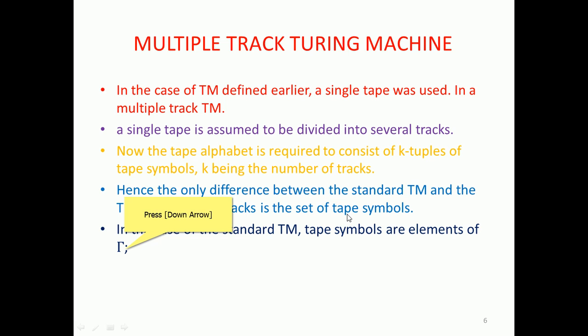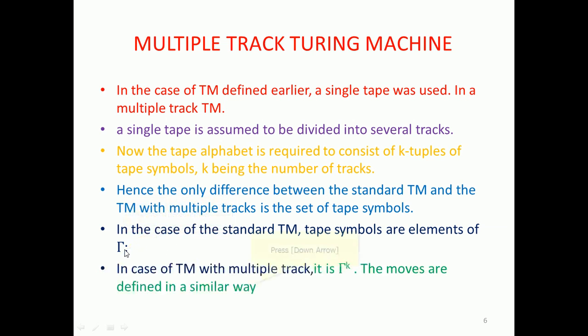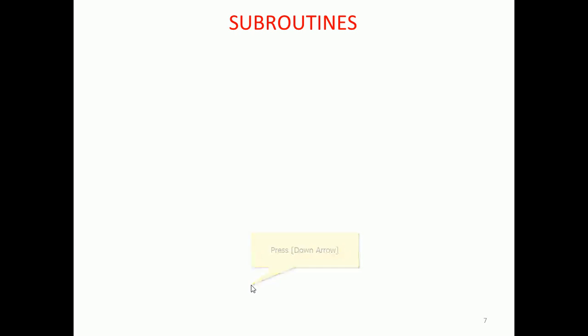It will be storing the input symbols, like sigma, which will receive the input symbols, and this is the set of symbols related to the tape of the Turing machine. In the case of the Turing machine with multiple tracks, it is lambda power k, because k-tuples, k symbols will be there. The moves are defined in a similar way, so the movement of the head will be similar.